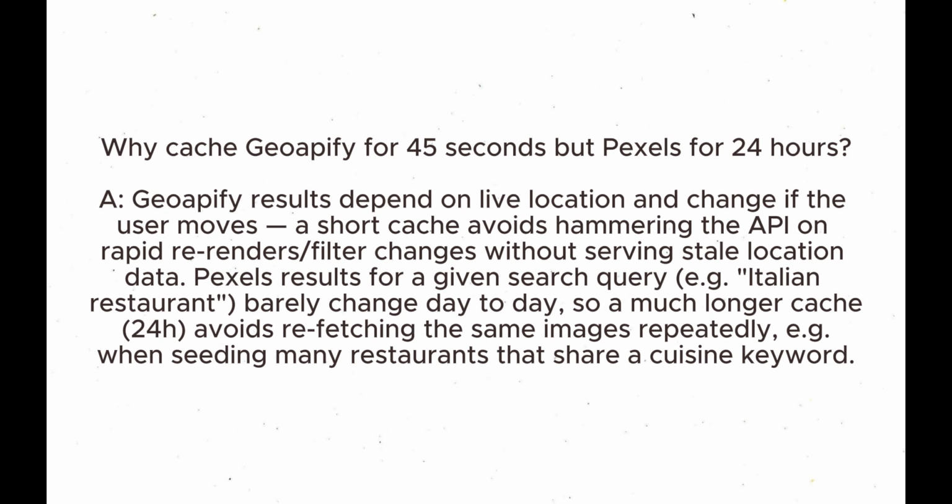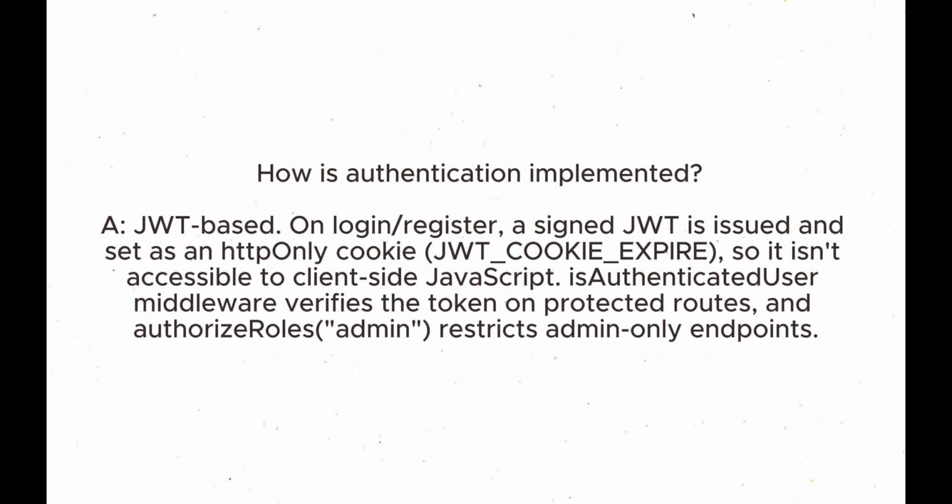Why cache Geoapify for 45 seconds but Pexels for 24 hours? Geoapify results depend on live location and change if the user moves. A short cache avoids hammering the API on rapid re-renders and filter changes without serving stale location data. Pexels results for a given search query barely change day to day, so a much longer cache avoids refetching the same image repeatedly.